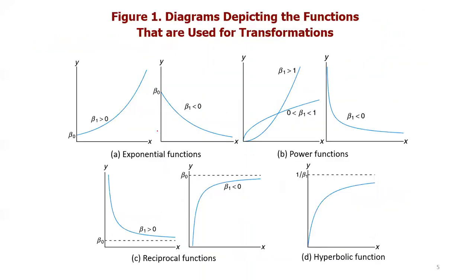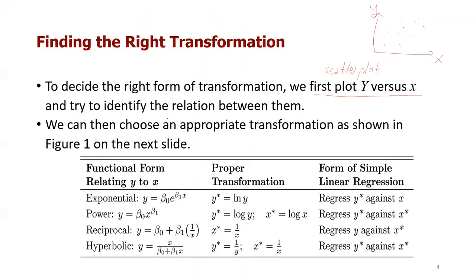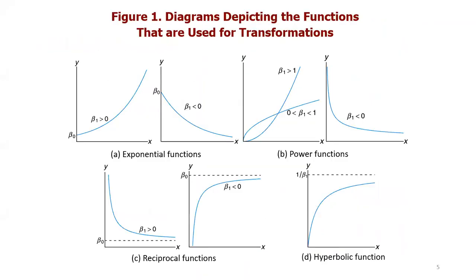For example, let's look at the exponential function. y is equal to beta 0 times e to the power of beta 1 times x. If beta 1 is positive, then as x increases, y increases exponentially, right? Just look here, if x is equal to 0, e to the power 0 is equal to 1, so here that's equal to beta 0. So the intercept is beta 0.